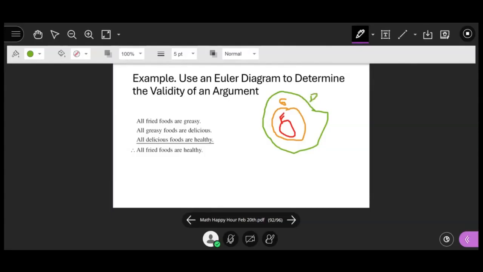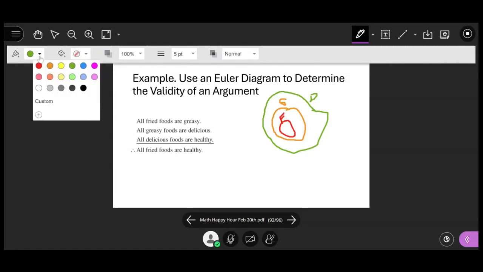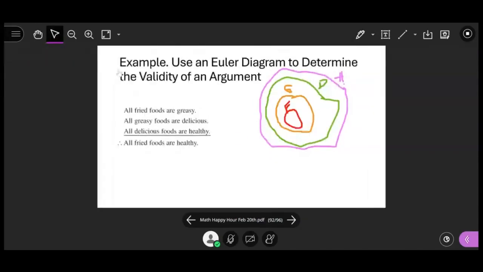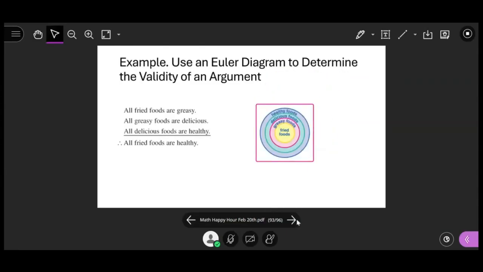And then it says all delicious foods are healthy. So since they're all healthy, then I have to draw my healthy circle around the delicious circle. And the conclusion, there's no way I can redraw this. This is how it has to be drawn. All fried foods are healthy. So if you notice here, the fried food circle is inside of the healthy circle. Therefore, it makes this statement valid. And that's the picture.